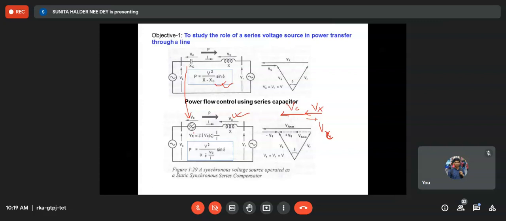Now this voltage source, if we give this VQ from any power electronics control circuit, control device, then this voltage may be added at any angle. Here I have shown that it is added in phase or at 180 degrees out of phase with the series voltage drop. But it may be added at any angle if we control it through converters. But I am not discussing that right now. So now return back to here.